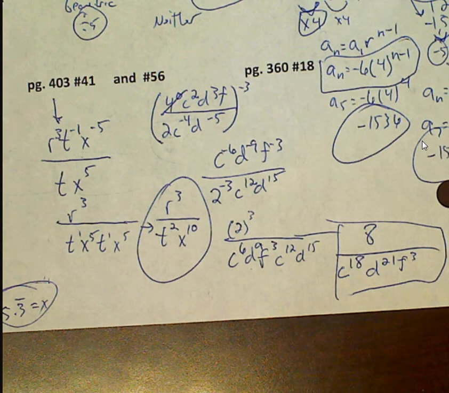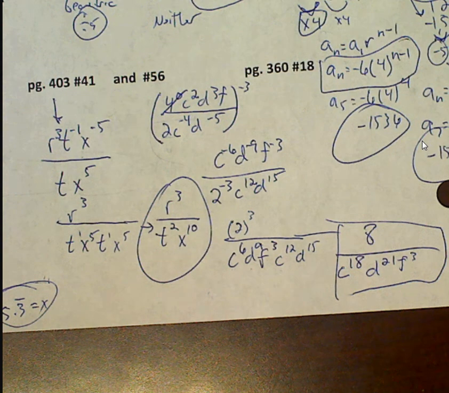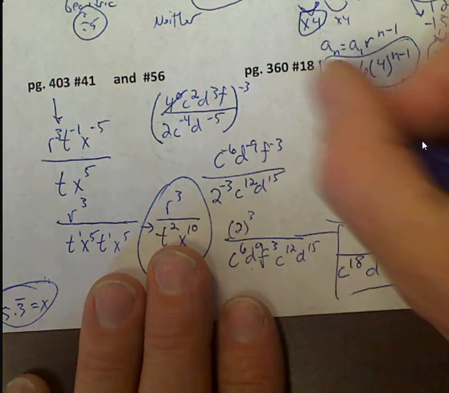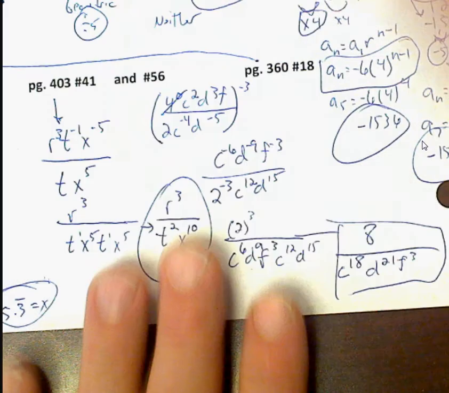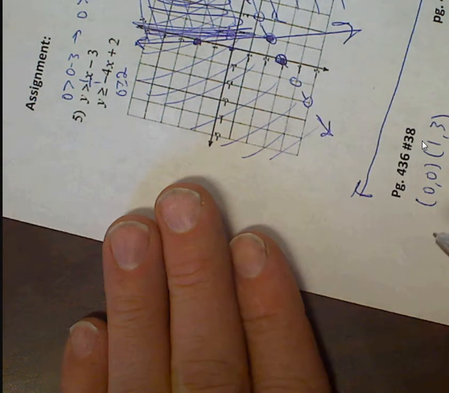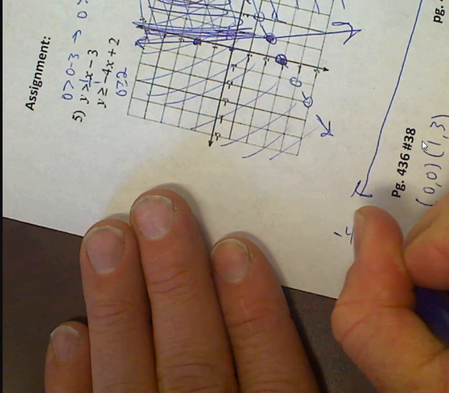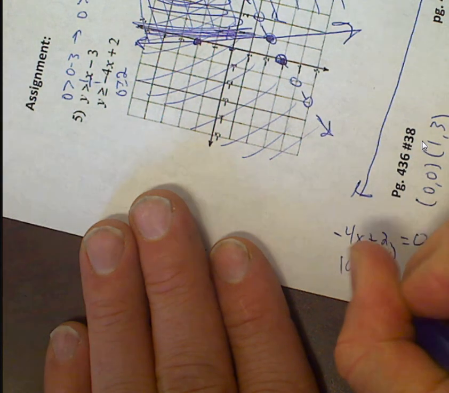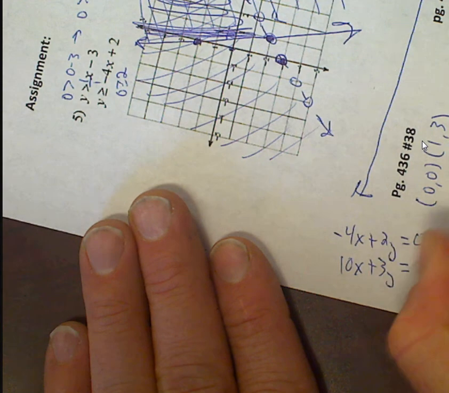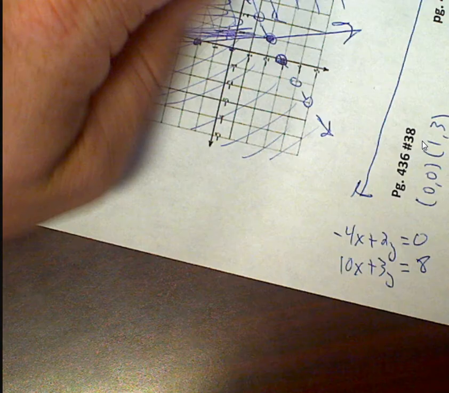Page 360, number 18. So on page 360, I'm going to draw an arrow way over here. I need number 18: negative 4x plus 2y equals 0, 10x plus 3y equals 8. It says solve by using elimination.